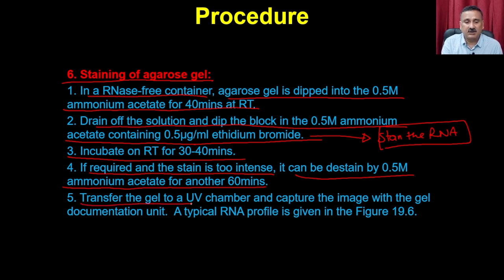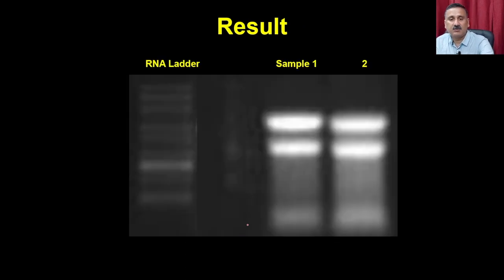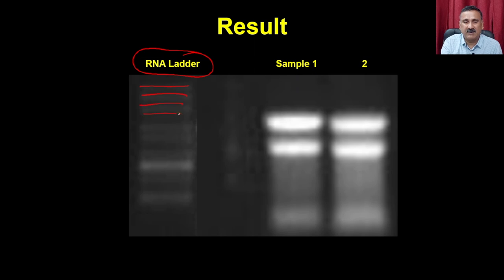Then transfer the gel to the UV chamber and capture the image with the gel documentation system. If you run it along with the ladder, you are going to see the individual bands of the RNA species, and the RNA separated from your sample. You are going to have two different types of samples that get separated. So this could be a control sample, this could be a treated sample, right? That is how you are going to do it.